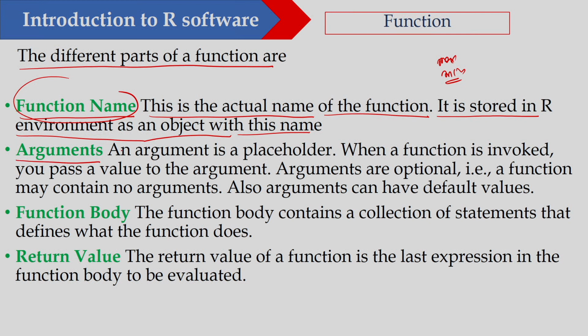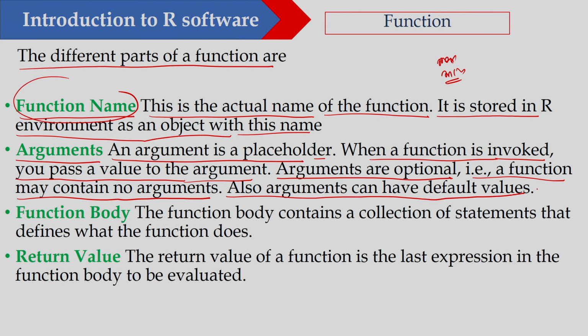Then there is the argument. As I said, an argument is a placeholder. When a function is invoked, you pass a value to the argument. So, we are passing the value of the argument to the function, and arguments are optional. It means there may be arguments and there may not be. A function may contain no arguments also. Also, arguments can have default values.